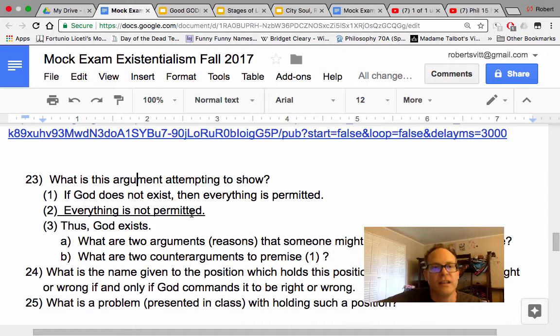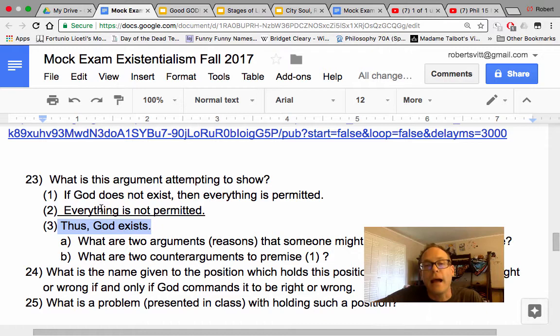What is this argument attempting to show? The answer is super simple. It's right here in the conclusion. Thus, God exists. So this argument is attempting to show that God exists by virtue of appealing to morality, essentially.